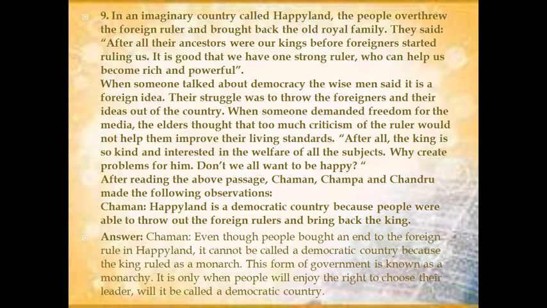Question 9. In the imaginary country called Happy Land, the people overthrew the foreign ruler and brought back the old royal family. They said, after all, their ancestors were our kings before foreigners started ruling us. It is good that we have one strong ruler who can help us become rich and powerful. When someone talked about democracy, the wise men said, it is a foreign idea. Their struggle was to throw the foreigners and their ideas out of the country.